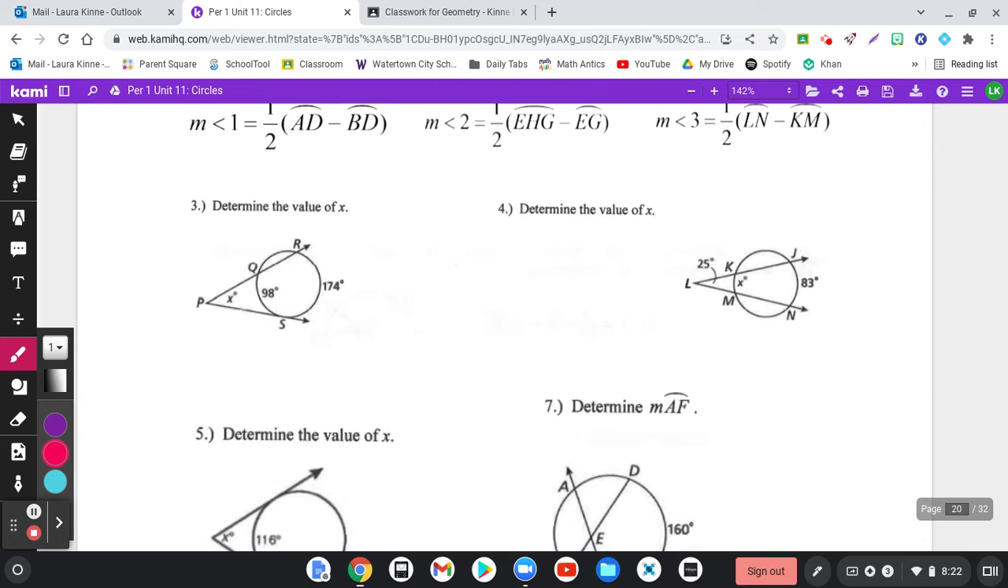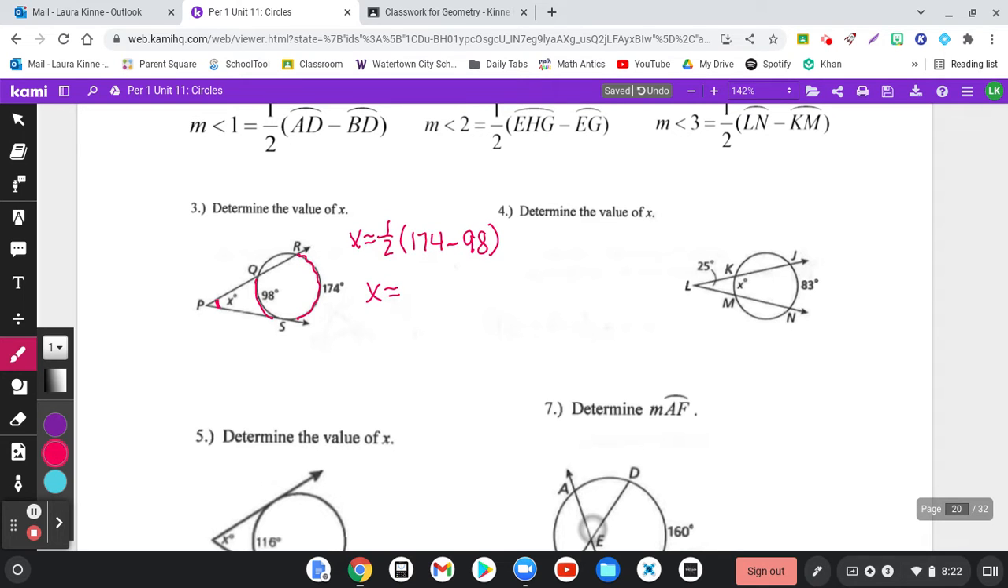So let's start with one that's straightforward. Angle X equals half of your major arc minus your minor arc. All right, so we're going to subtract them and divide by 2. Half of 76 is 38 degrees.